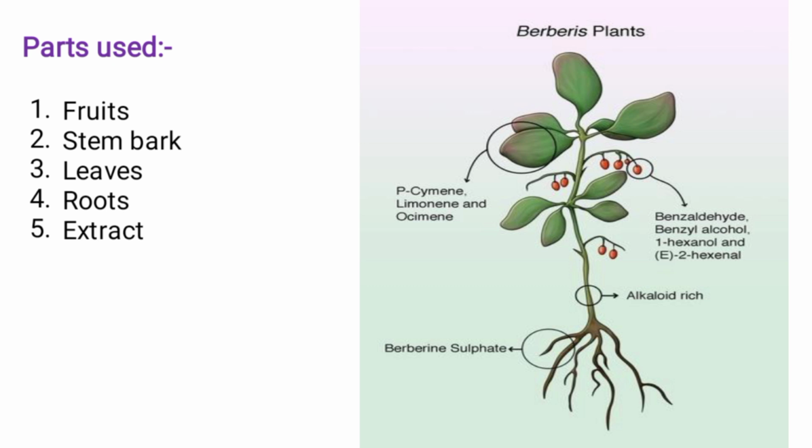Parts used are fruits, stem bark, leaves, root, extract. The leaves contain pecine, limonin or ocimene. The fruit contains benzaldehyde, benzyl alcohol, 1-hexanol and 2-hexenol. The stem barks are alkaloid rich, as well as the roots are rich in berberine sulfate.